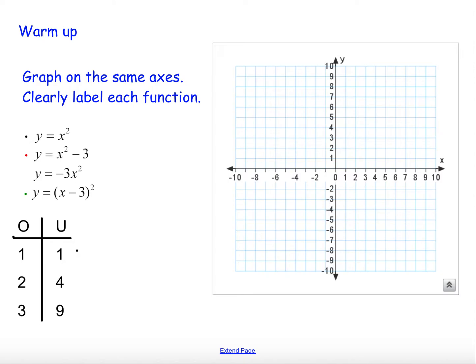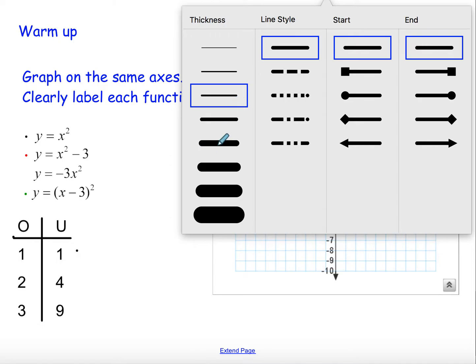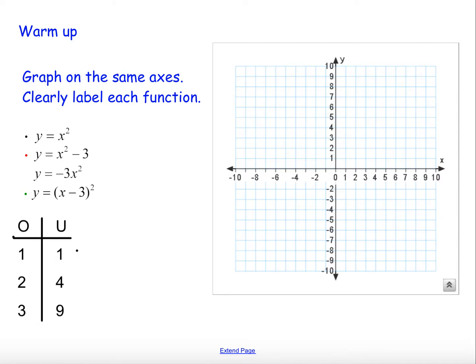Now I'm not actually going to graph these. What I'll do is I'll just put in the vertex and then I'll put the point pattern in for each one here. So y equals x squared. You guys should be able to do this one in your sleep. So that one, no problem.